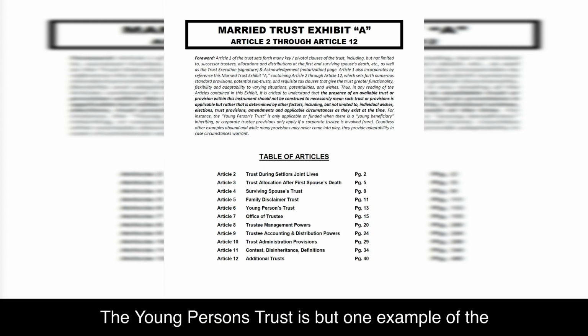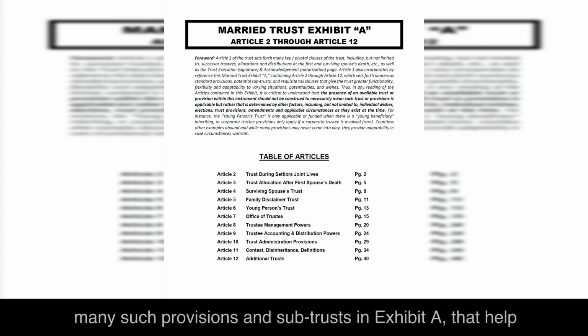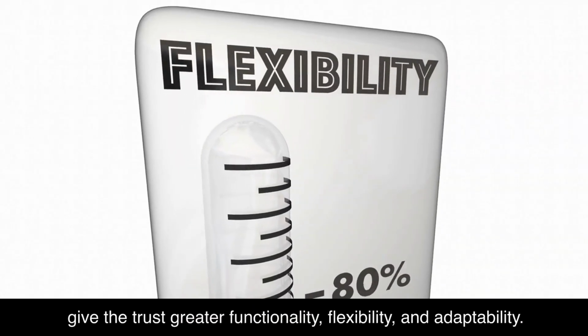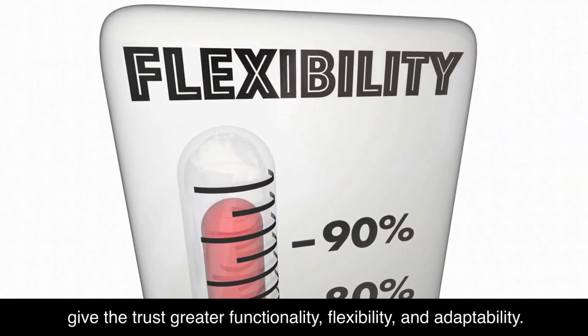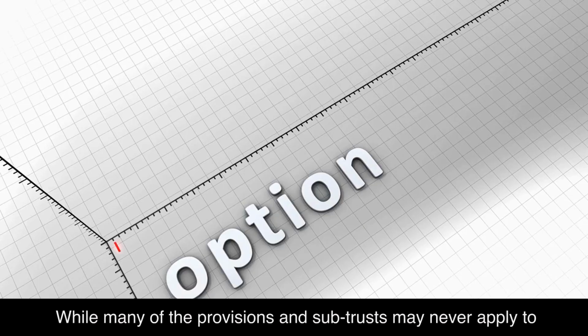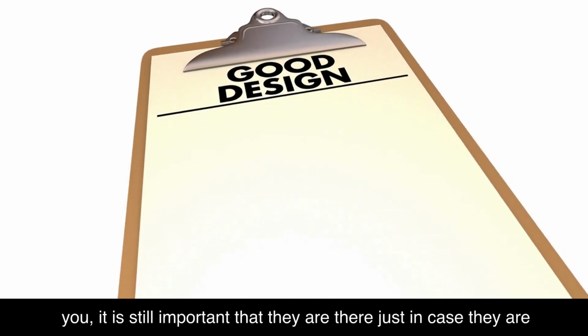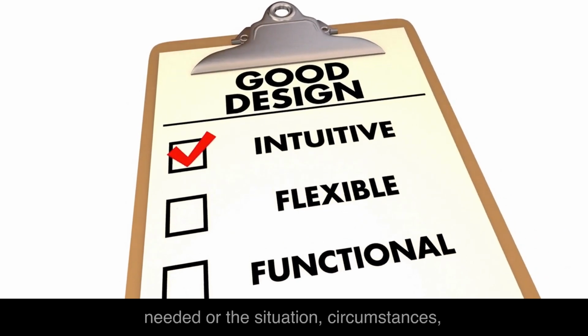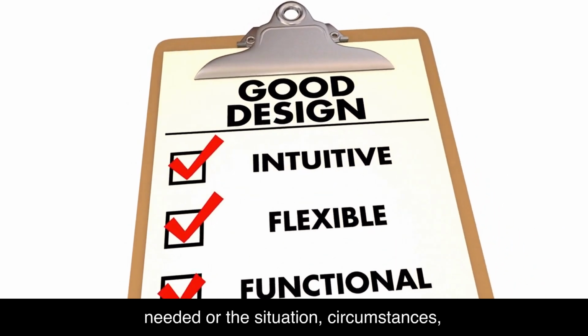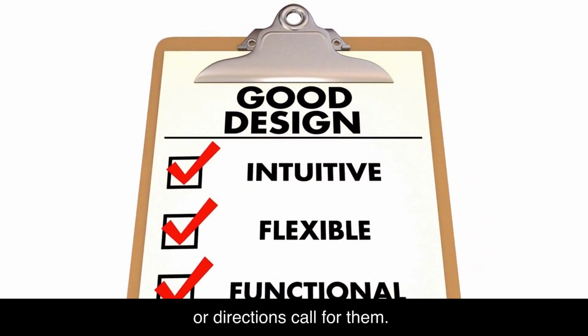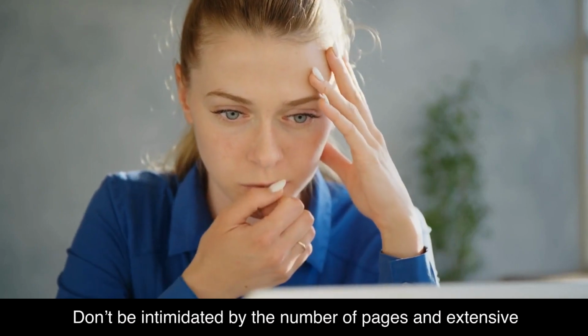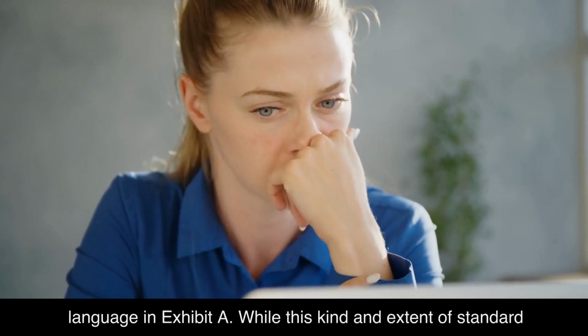The Young Persons Trust is but one example of the many such provisions and subtrusts in Exhibit A that help give the trust greater functionality, flexibility, and adaptability. While many of the provisions and subtrusts may never apply to you, it is still important that they are there just in case they are needed, or the situation, circumstances, or directions call for them. Don't be intimidated by the number of pages and extensive language in Exhibit A.